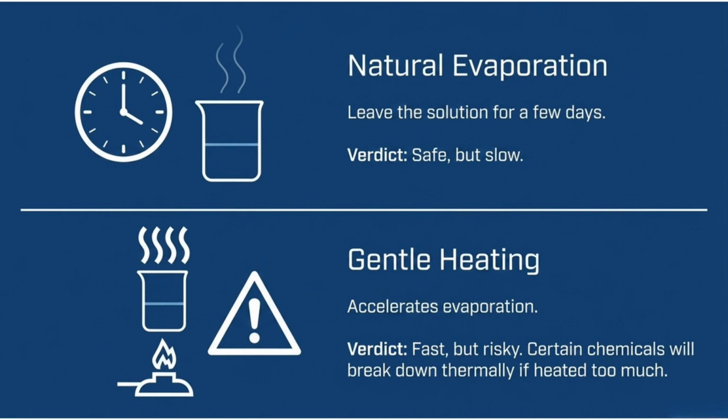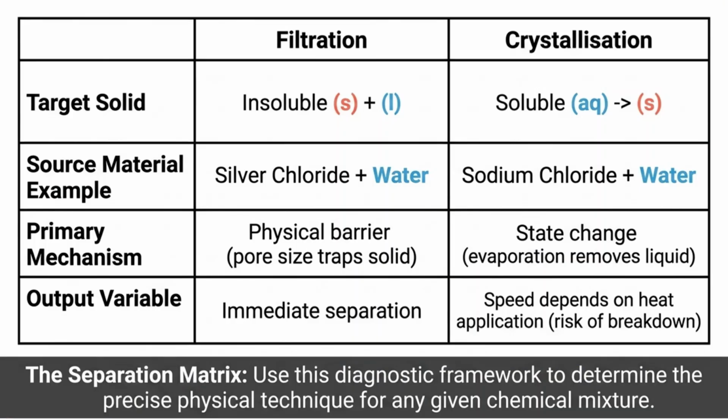To wrap it all up, let's look at the separation matrix. If your target is insoluble, go filtration. If it's soluble, go crystallization. One uses a physical barrier, the other uses a state change. Filtration is immediate, while crystallization speed depends on your heat application. Memorize this grid, and you'll never second-guess your answers again.